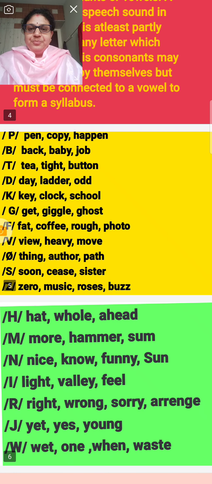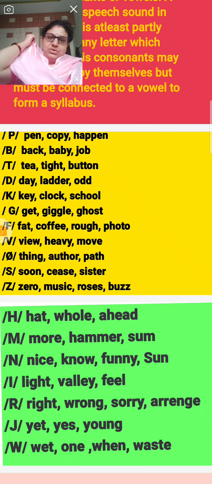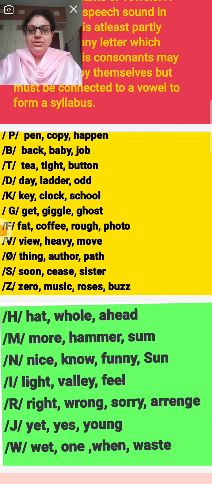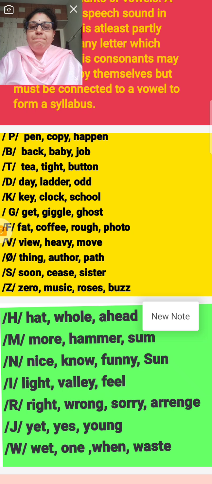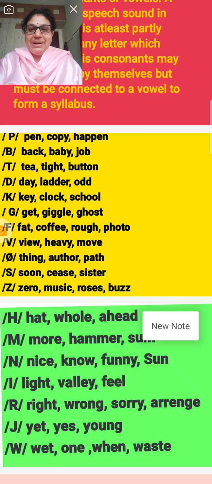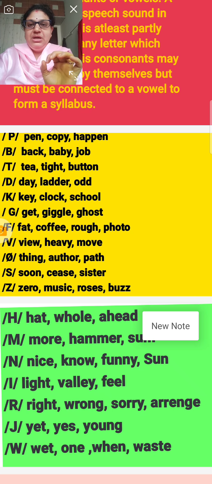I think, yeah, fifth page, sorry. So, I have written some examples of the consonants and also the vowels here. First of all, we are going to see the consonant examples. The first one, P. Pen, copy, happen. You have to pronounce the P like the Telugu P. Pen, papa, pipi, pupu. Pay, pen, copy, happen, pay.